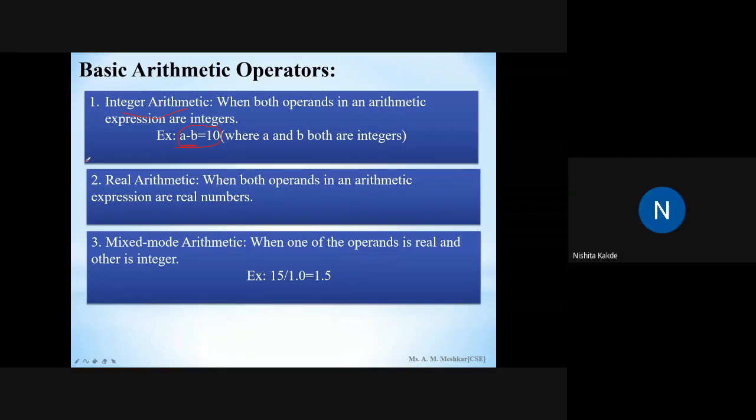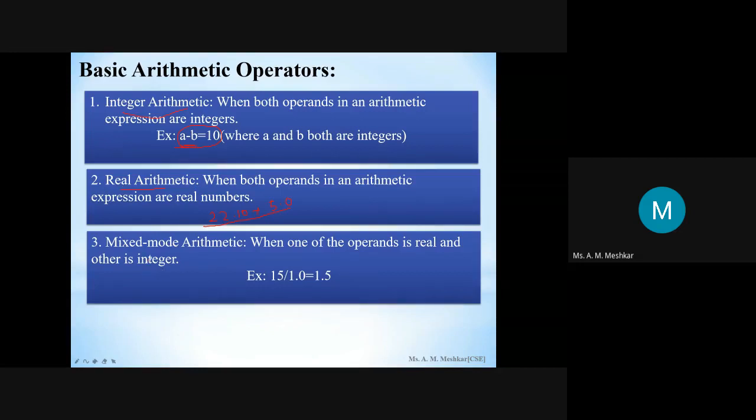Yes, ma'am. Okay, then real arithmetic. So when both the operands in the arithmetic expression are real numbers, suppose there are two fractional values we are using. Suppose 22.10 plus 5.0. Such a fractional value operation is said to be a real expression, and this operation is said to be real arithmetic operation.